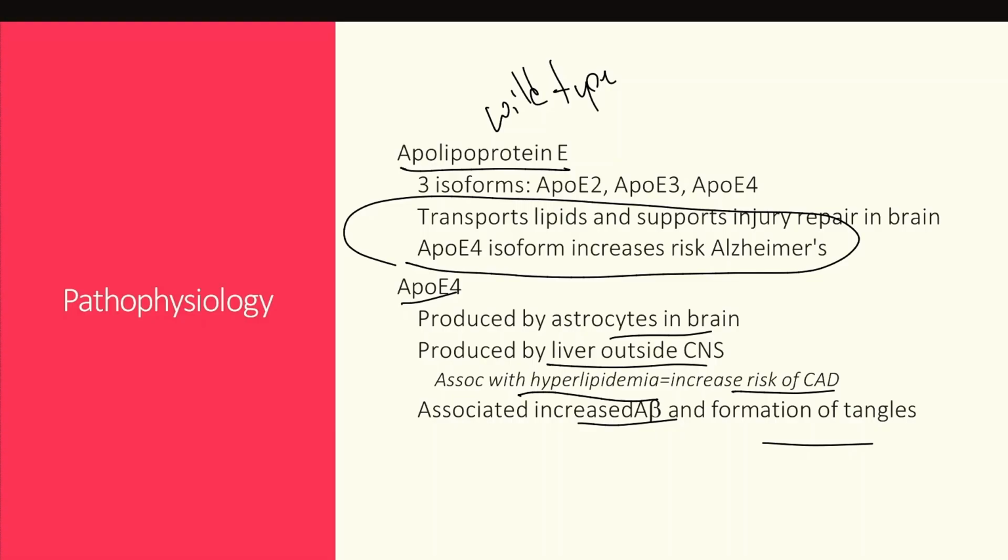Well, yeah, ApoE has 2, 3, and 4. 2 and 3 are okay, but ApoE4 is the wild type that leads you to have a higher risk. Okay. So it's the fourth wild type version of the ApoE that causes the risk. The 2 and 3s don't. Okay. Thank you.